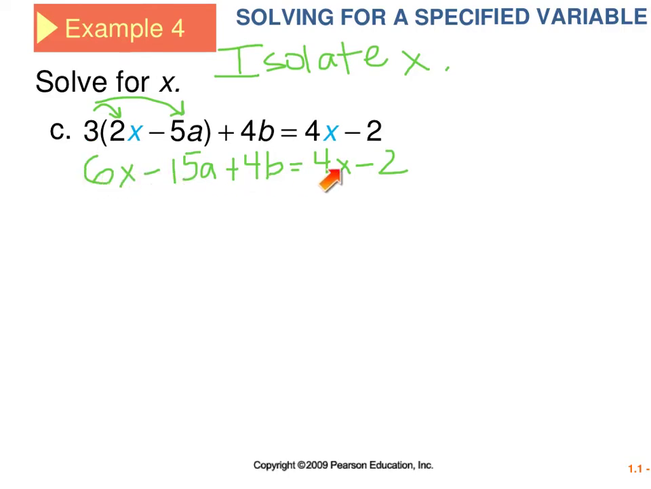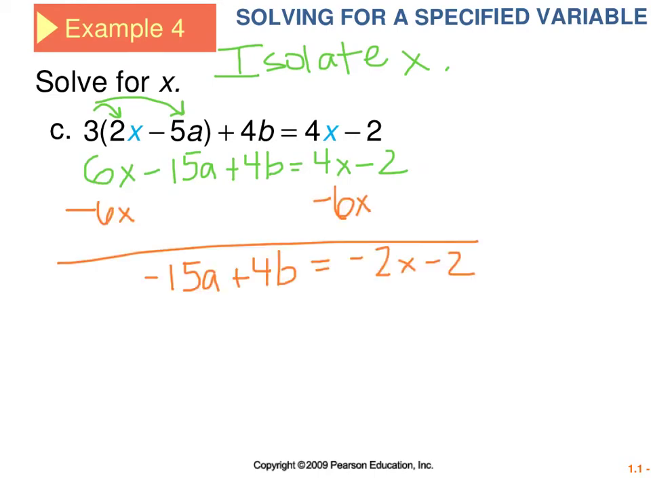Now my next task will be to get my like terms together, if any exist. I notice that I have a 4x and a 6x, so I'll do that first. I chose to move the 6x to this side because I'm trying to isolate x, and x is almost by itself over here. That's why I chose to move the 6 to this side instead of vice versa. It's going to save me a little bit of time.